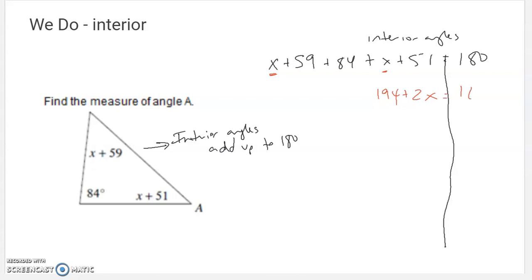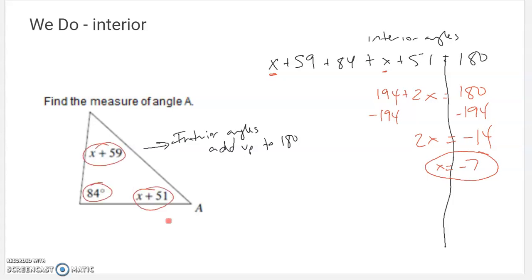Equal 180. Take away 194. Ooh, I'm going to get something negative here, aren't I? So it looks like 2x equals negative 14, which means x equals negative 7. Got it. So that's an interior angles problem. People don't tend to forget those. Those tend to go well. Add those three up and you'll get 180. People tend to remember that.